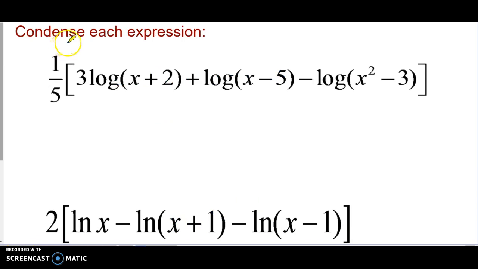So this time we're going to do the reverse. We're actually going to condense instead of expand. So we're doing the opposite. So go ahead, put me on pause. Let's see what you can do.